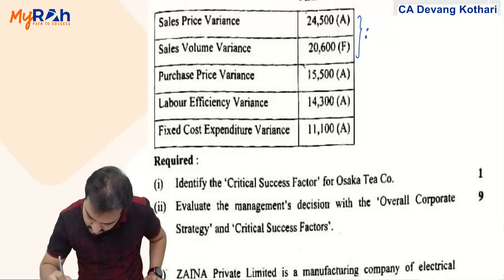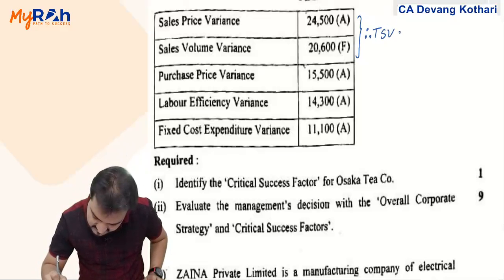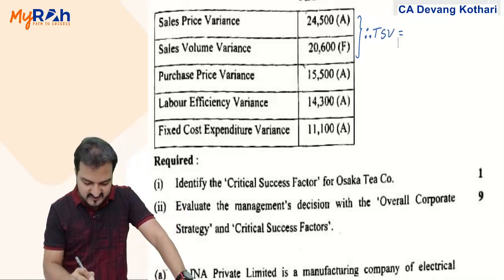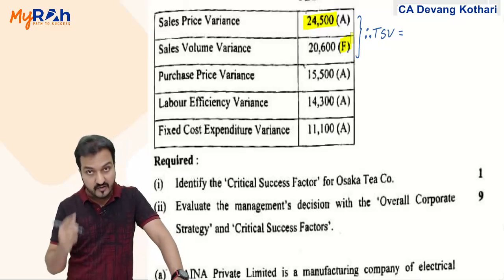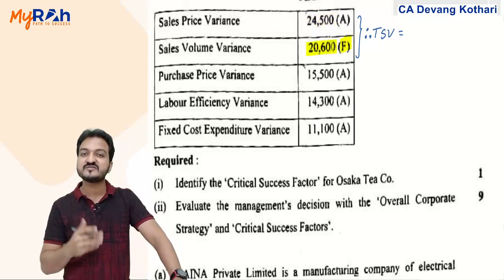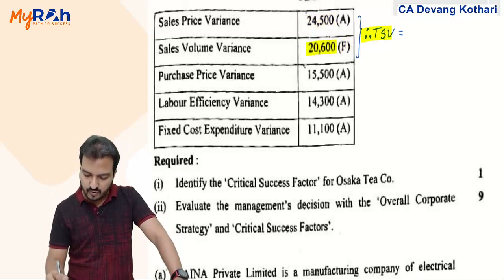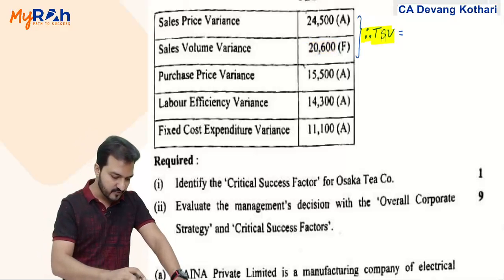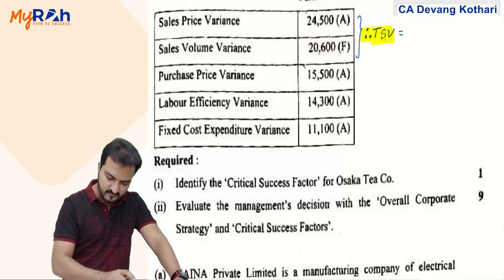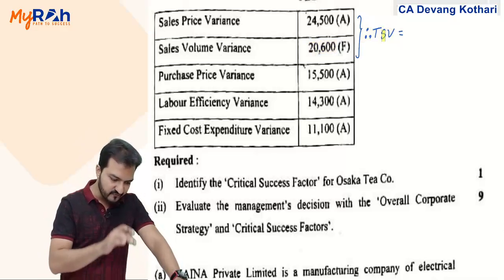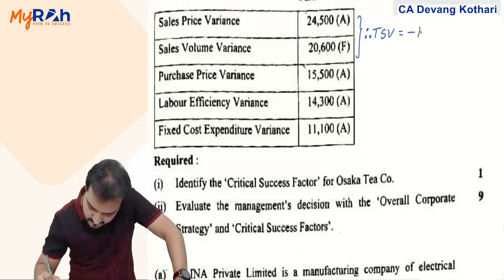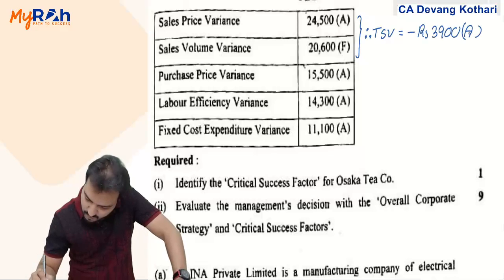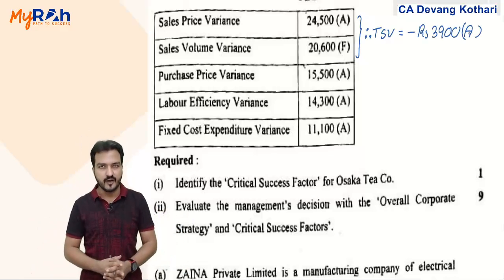Net effect should give me total sales variance, and you notice that my sales price variance is 24,500 adverse, while volume variance is favorable, but it is only 20,600 favorable. So net effect, my total sales has decreased: 24,500 adverse and 20,600 favorable. Net effect, my total sales variance has decreased, 3,900 adverse.